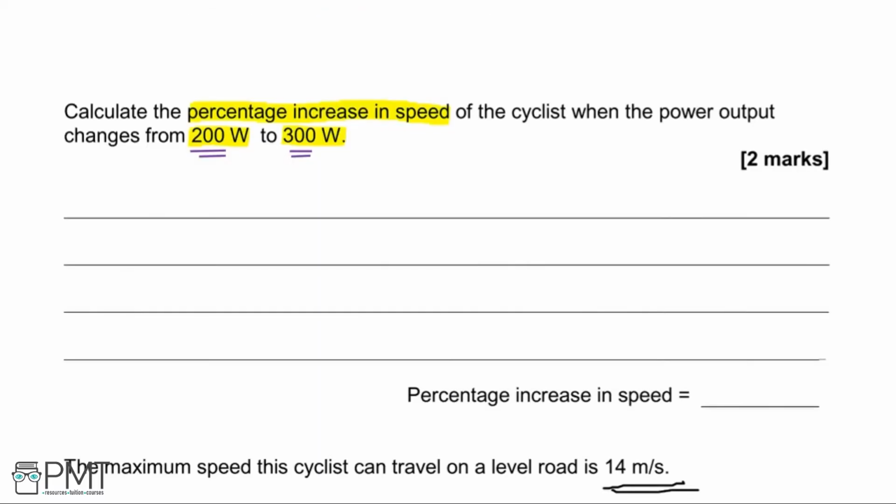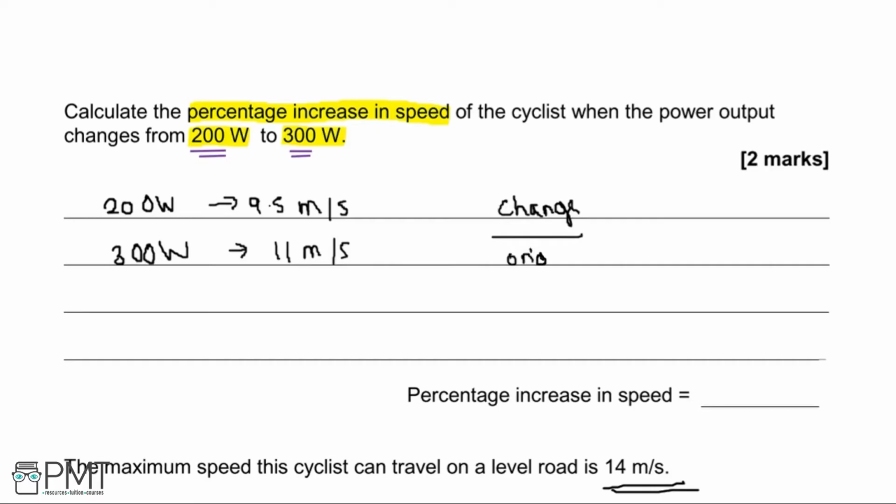So if we just note that down so we remember that, at 200 watts the speed is 9.5 meters per second, and at 300 watts the speed is 11 meters per second. When we're doing percentage increases or percentage decreases, what we need to do is the change over original value multiplied by 100 to give us a percentage.